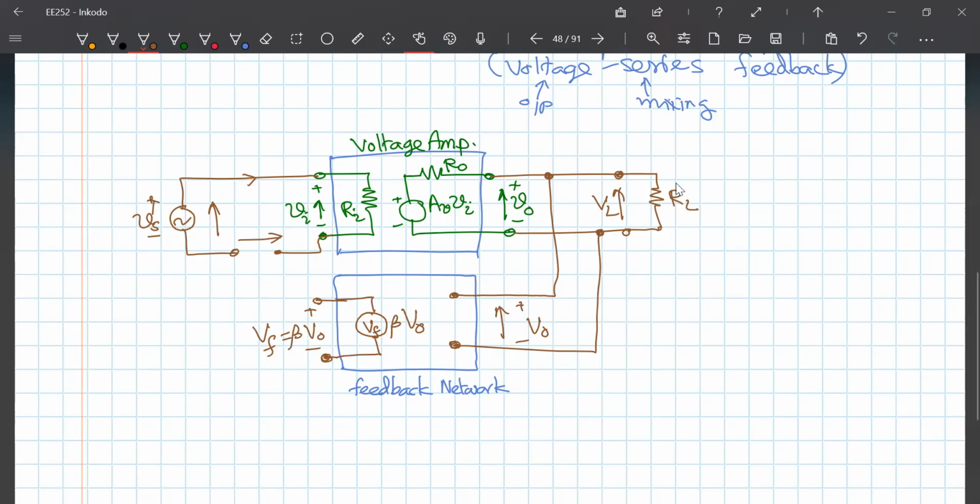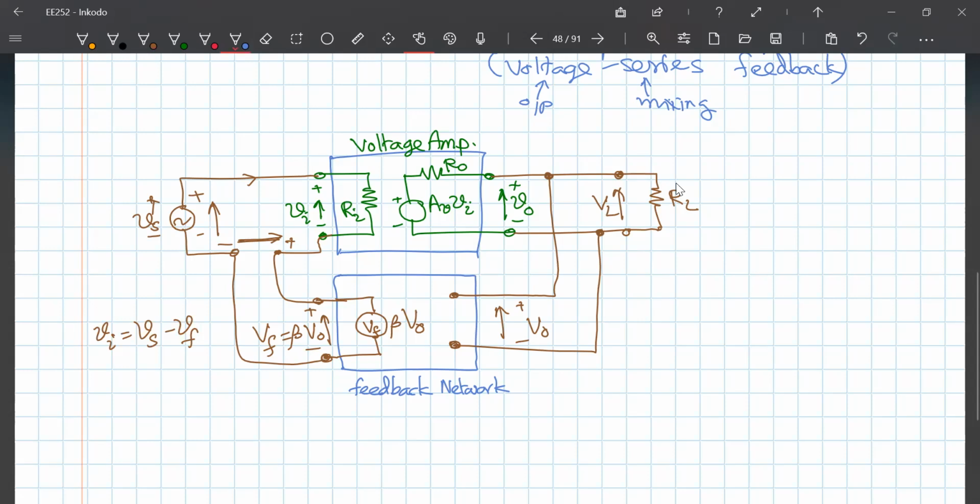Now that has to be subtracted from my Vs. So I have to connect it like this. This is positive, this is negative, so that it is in the opposite direction as Vs. That way I can subtract Vf from Vi. So Vi is equal to Vs minus Vf. That is the negative feedback. That way you can obtain this requirement.